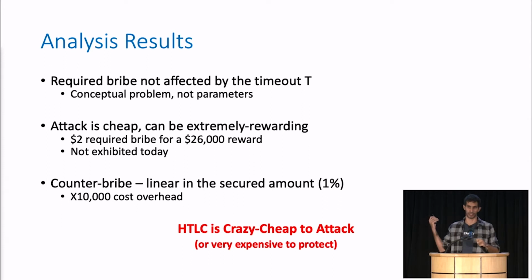So we had 5 tokens locked in the contract. That would be 1% of that. Compared to Bitcoin fees at the time, this would mean 4 orders of magnitude overhead compared to the fees he was supposed to offer without the attack. Okay, so this is very expensive in terms of fees to protect the HTLC using this method.